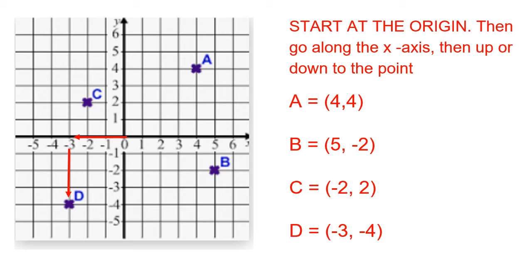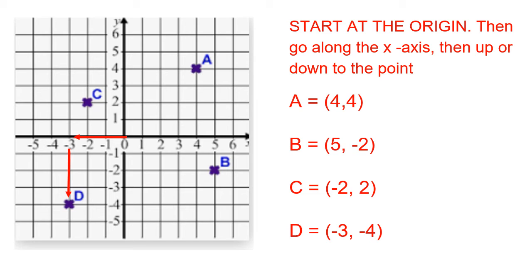Then you've got C. To get to C, we need to go left and up. When you go left, your first number, your x coordinate, is negative. So it's -2 to go left 2, and then 2 when we go up. So -2, 2. And then D is different to all the others because it's got 2 negative coordinates, and that's because we went left to -3 and down to -4.